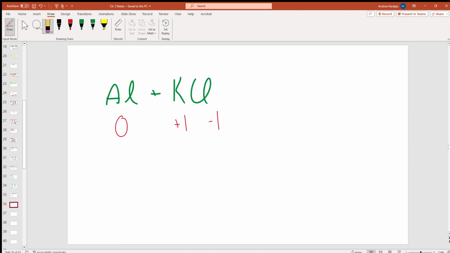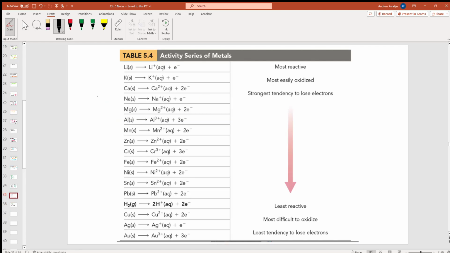Would it go the other way? So what if we had aluminum chloride plus potassium? Well, in order for this to react, the potassium would need to give up electrons to the aluminum. Going back to our activity series, we can see that potassium is more easily oxidized than aluminum. So yes, potassium will react. So another way to think of this is that any metal will react with an ion that is below it in the activity series, but not one that's above it.